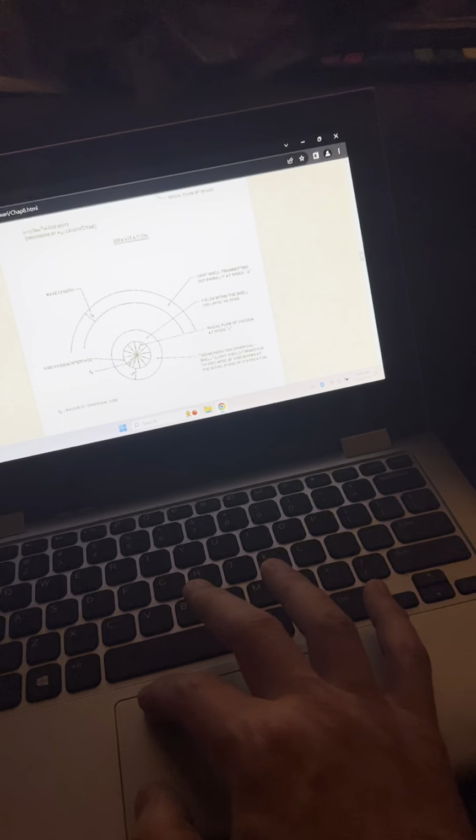Let's see if it was right here. I'm trying to remember where it was exactly. I think it was right here. We'll try this: atomic structure. Let's see what this says.